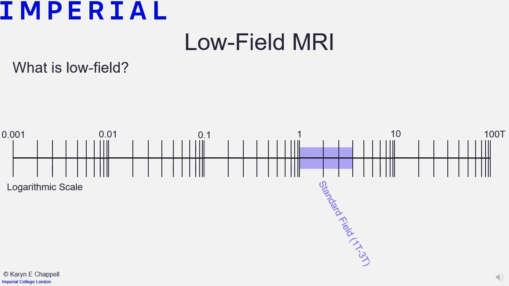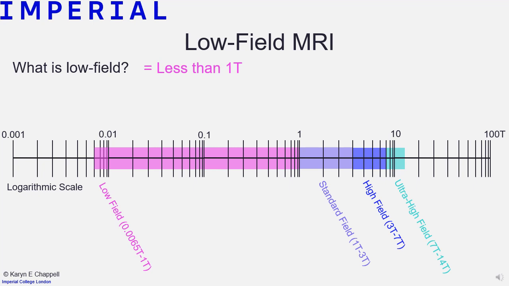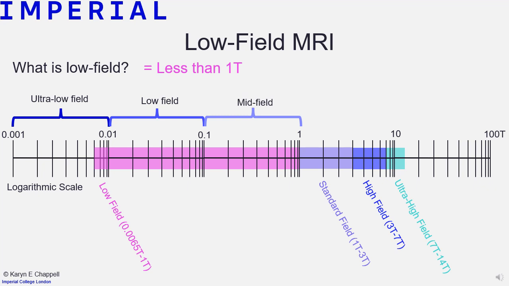Some of you may be dabbling in high fields, which are your 3 to 7T range, and some of you may be in research centres that have the ultra high fields, and those are anything above 7T, up to about 14T now. Low field is anything less than 1 Tesla, and as you can see here, it covers a wider range than all the other fields put together. So I've split this down further into ultra low, low, and mid field. Our magic angle scanner is at 0.15 Tesla, so that's somewhere in the middle of this low field range.